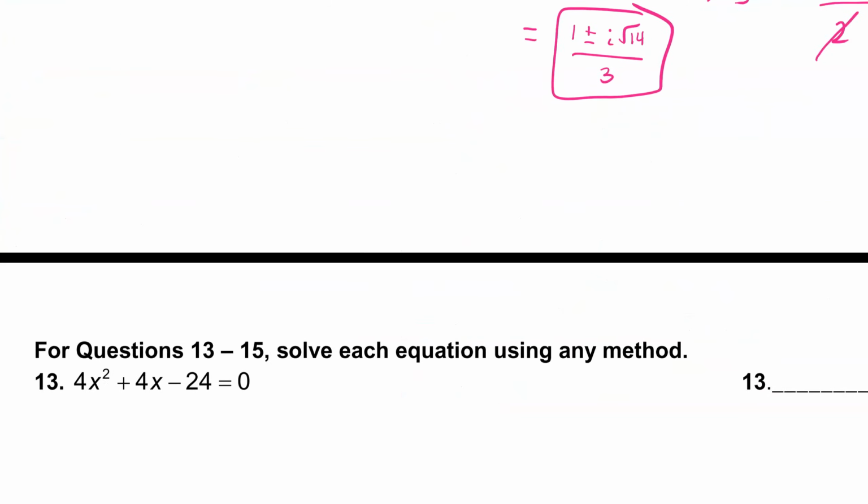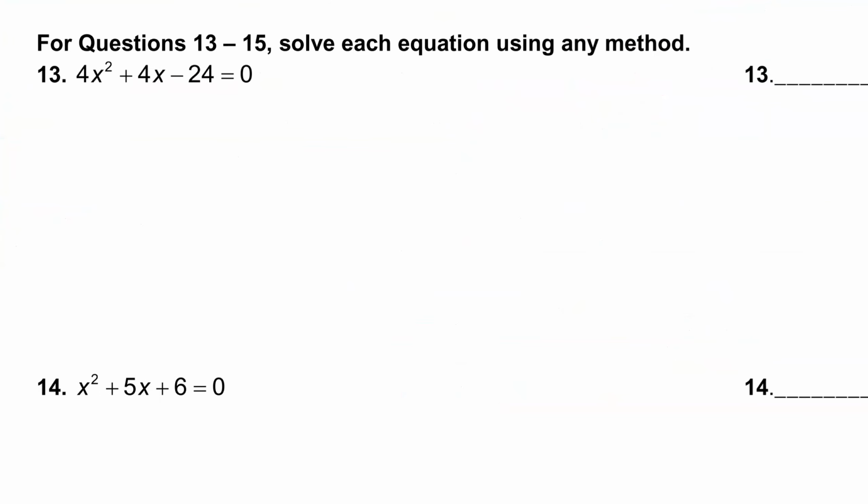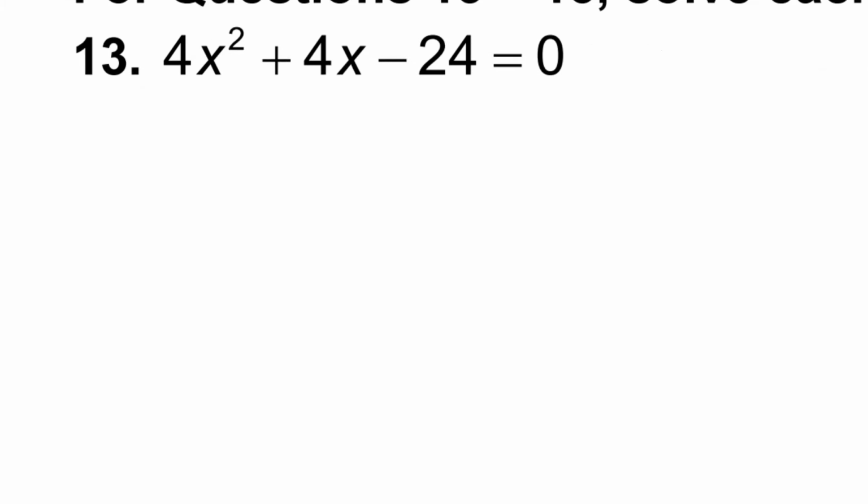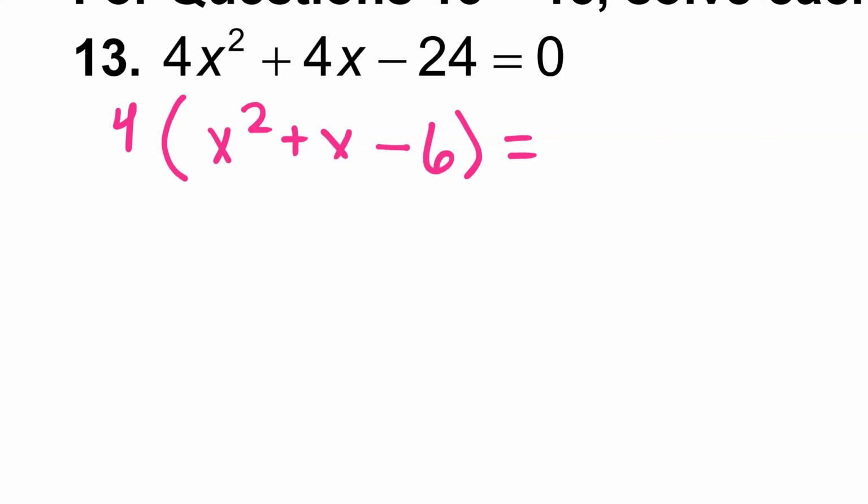Okay, let's go on. Number 13, solve using any method. This is where you will shoot yourself in the foot if you go through and do quadratic every time. What is the first thing you always check for? Greatest common factor. Is there a greatest common factor? Yes. What is it? 4. So pull out a 4. I'll have x squared plus x minus 6.